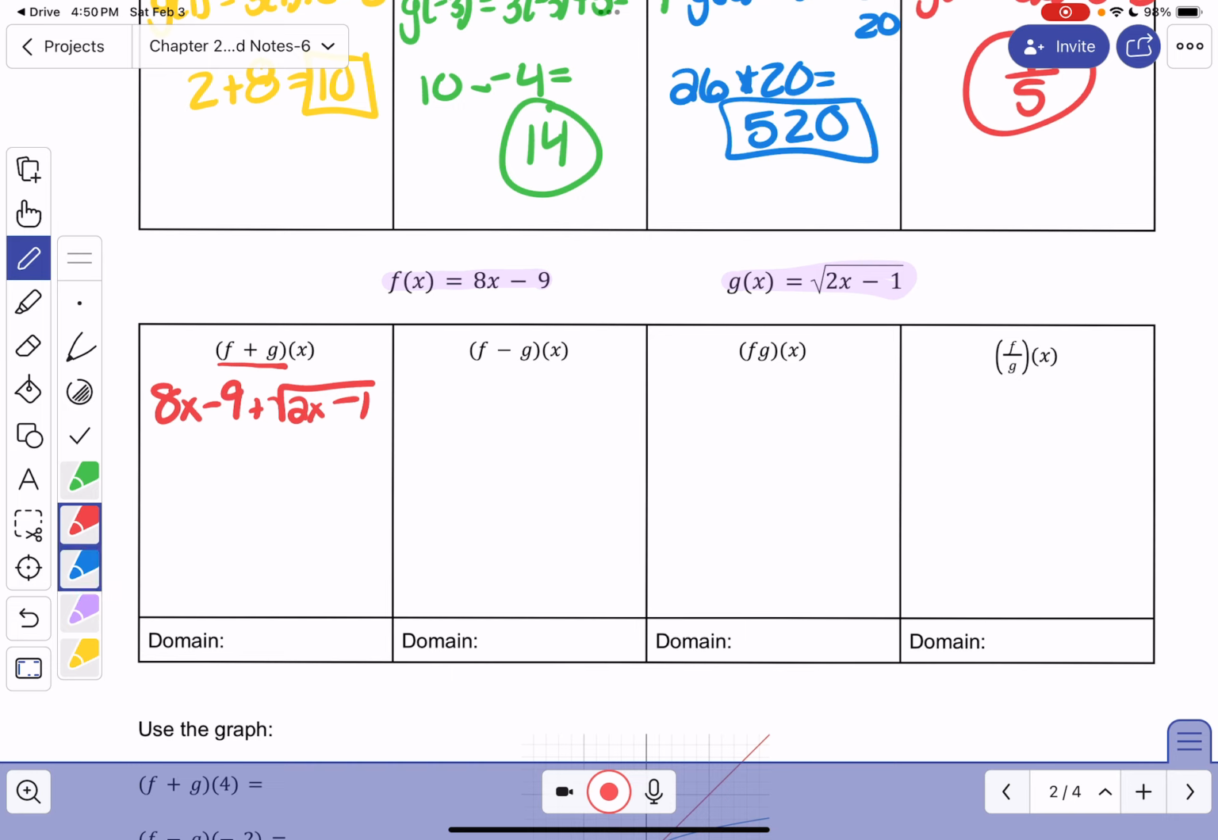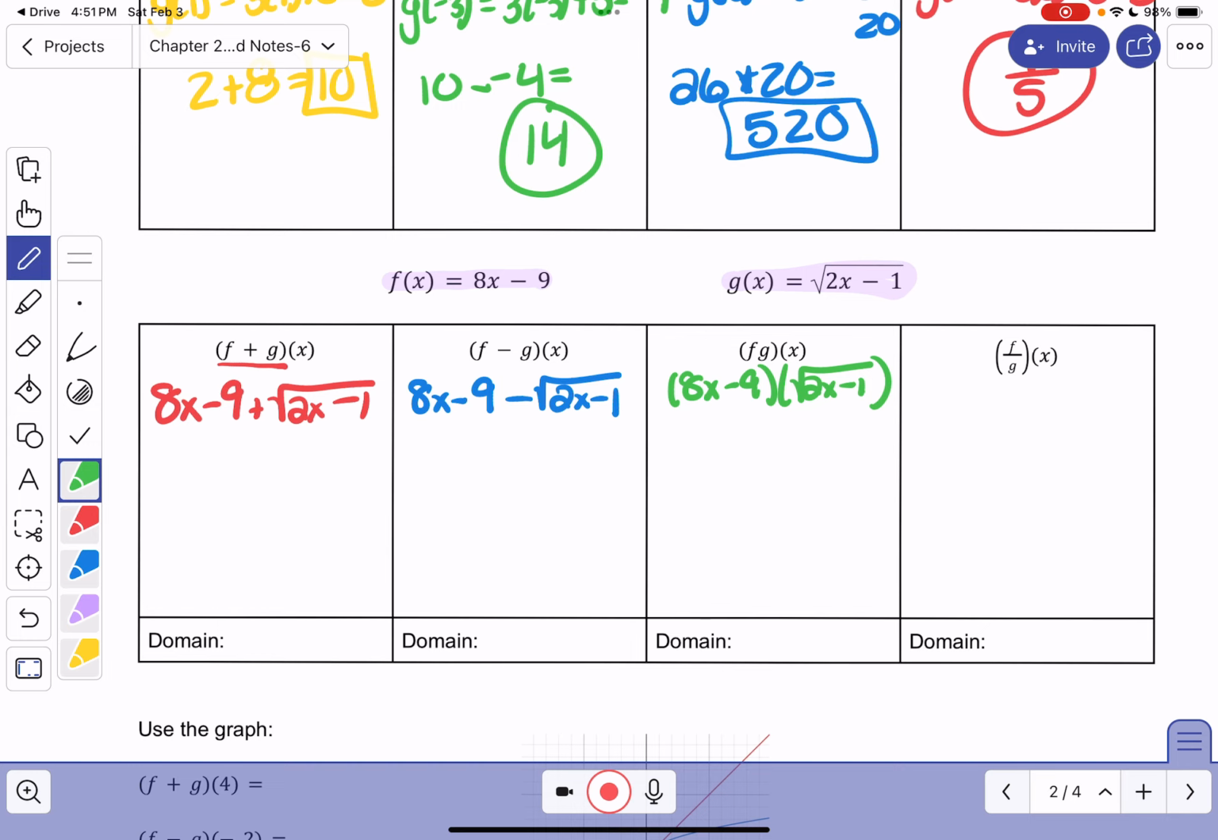Now, if we did the next one, same thing, f minus g of x. F of x is 8x minus 9. G of x is square root of 2x minus 1. This time we're just subtracting them. All right, now we do our multiplying. So it's like saying 8x minus 9 times square root 2x minus 1.